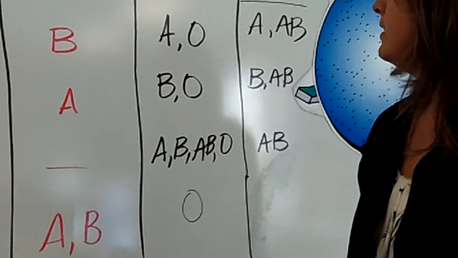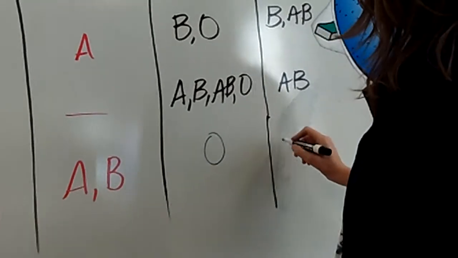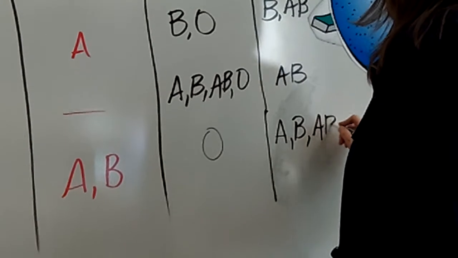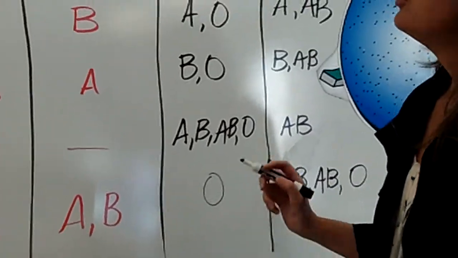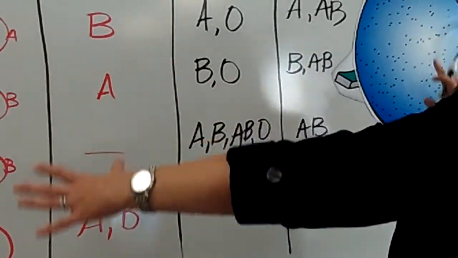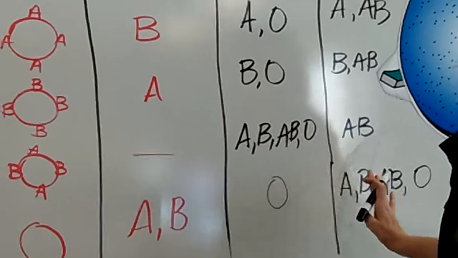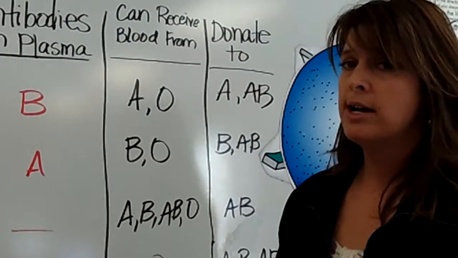Type O blood is called the universal donor. It can go to A, it can go to B, it can go to AB, and it can go to O. Okay? So that's the blood typing worksheet. You should be able to fill all this out. And if you don't understand it, don't worry too much. We're going to talk about it.